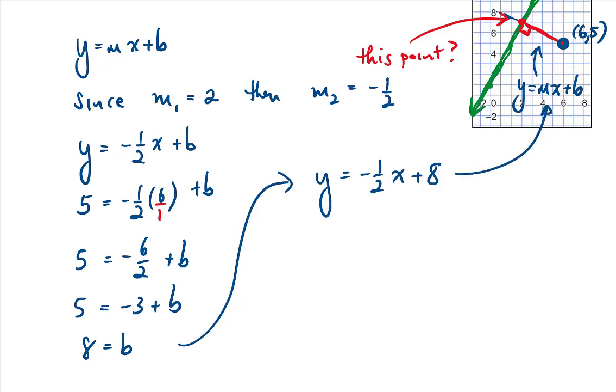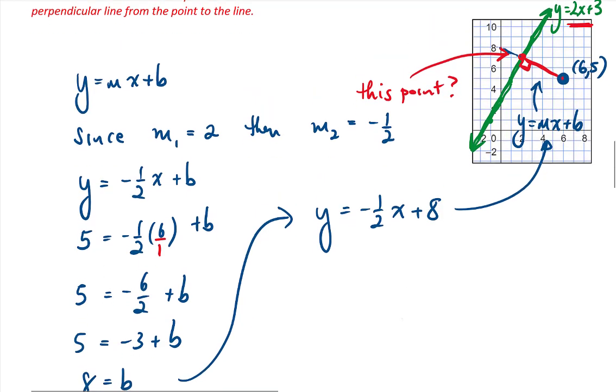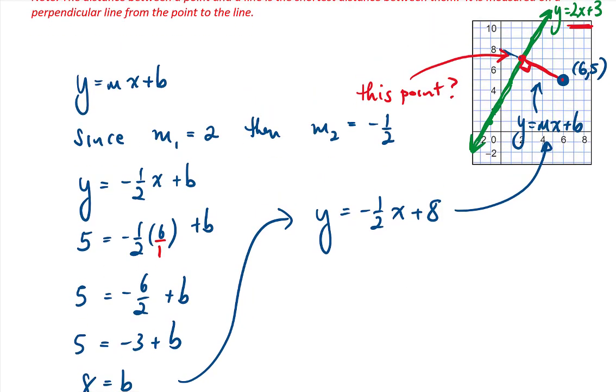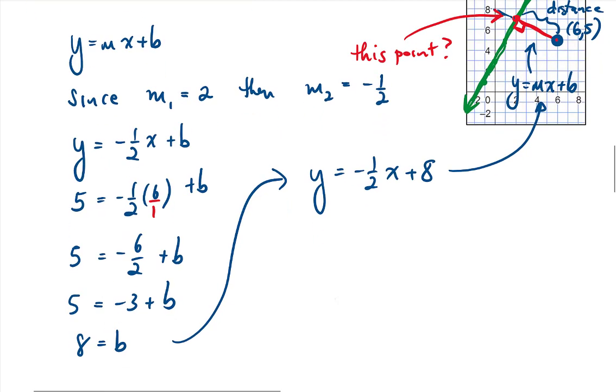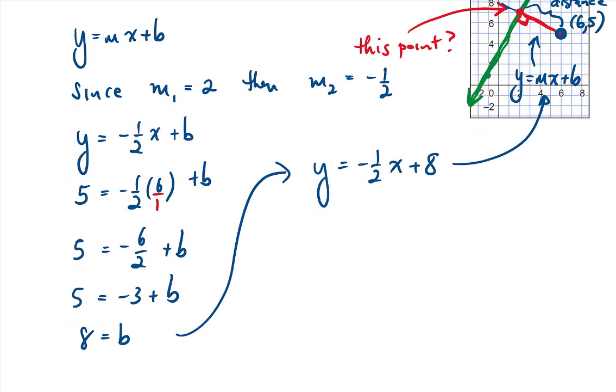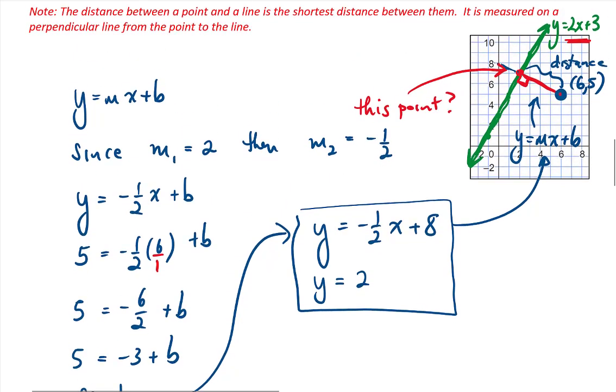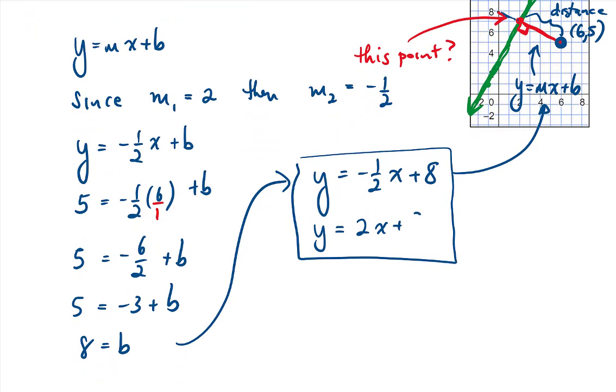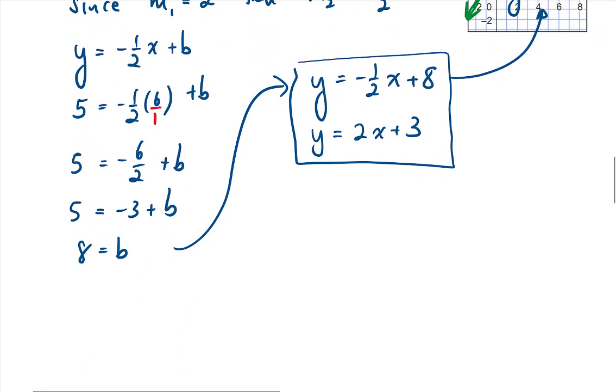Now we can see, where does that point intersect the green line? And once we find that point, we can find the distance from that point to the line. So, to find that point of intersection, we're going to take this equation here and our starting equation, y equals 2x plus 3, and we're going to solve for that point of intersection.